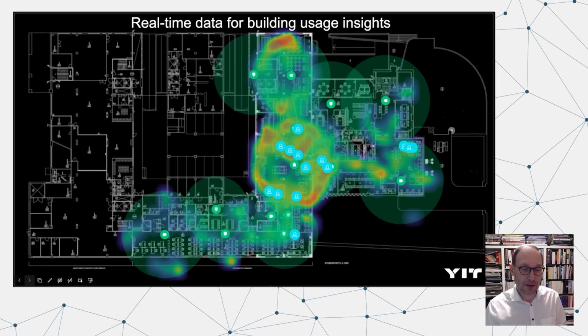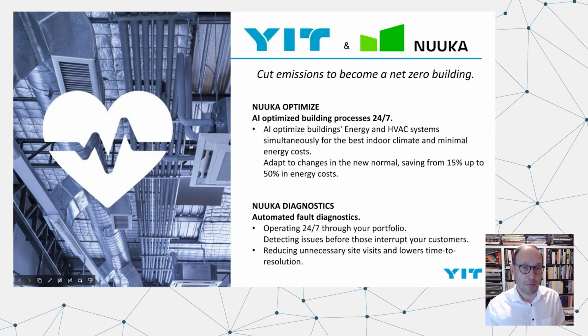All this data from the different sensors is brought back to PropTech OS. That acts as the digital twin and the real-time model of the building. We use the same digital twin and the data in PropTech OS to then steer different use cases. One of them we built together with a PropTech company called Nuka, and Nuka Optimize helps to optimize the heating and cooling of the building.